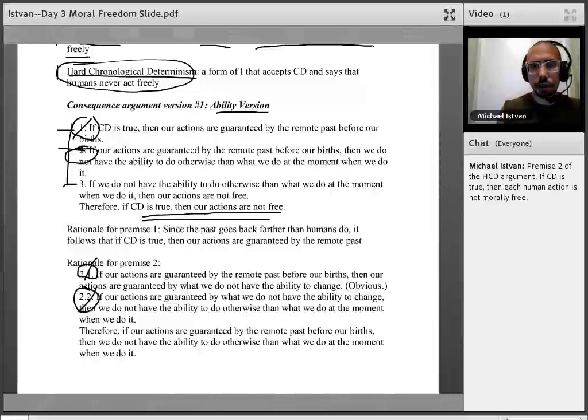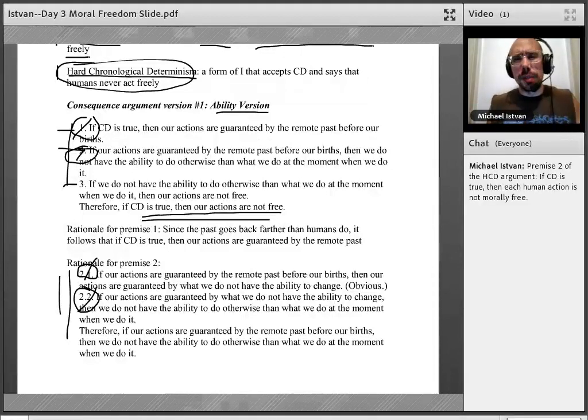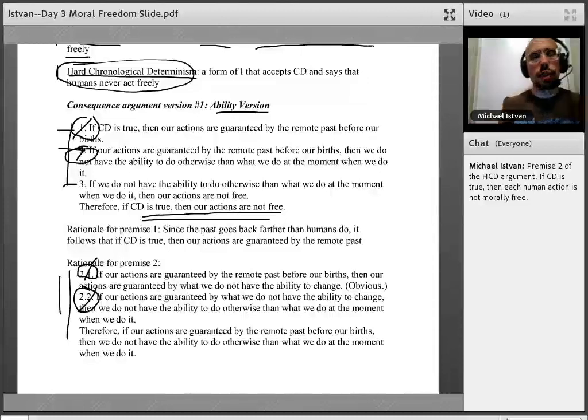I just gave you a full rationale, a full formal argument for premise 2, so I'm going to put a slash through it. And just think about it again. Now, take that information and go back to premise 2. Does it make sense? Think of it in terms of you. Don't make it abstract. If your actions are guaranteed by the remote past before you were even born, then do you have the ability to do otherwise than what you do at the moment when you do it? No. That's what premise 2 says.